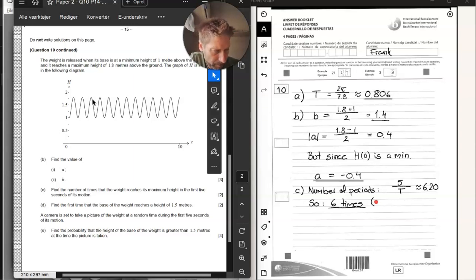And you can argue, say, since we start in a minimum, in order to have 7 times maximum, you would need at least this number 6.2 to have been 6.403, like having half a period more.